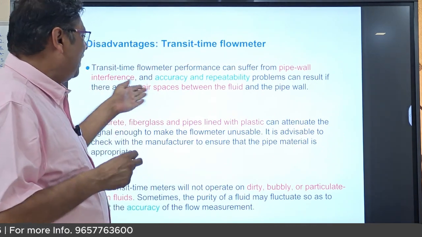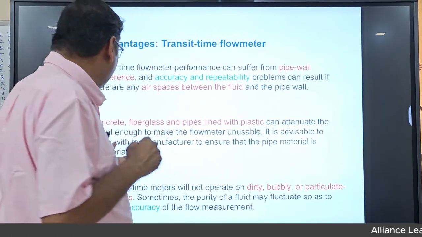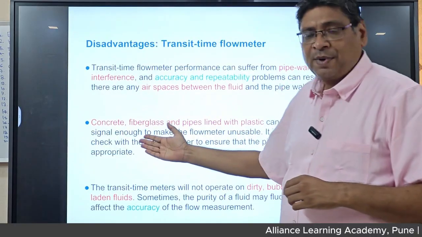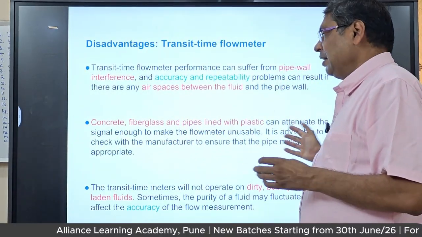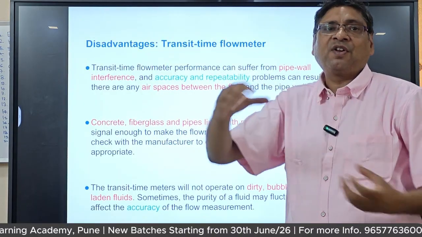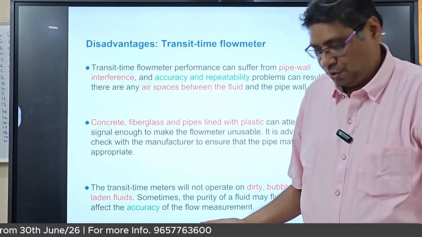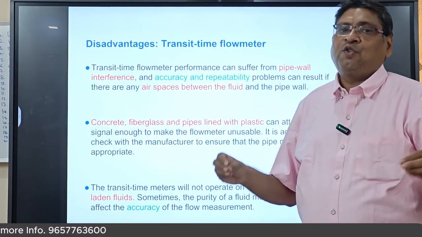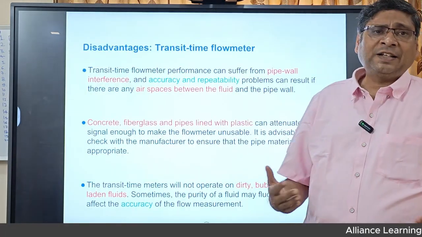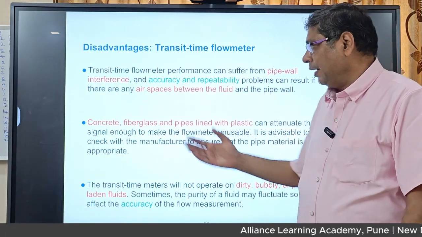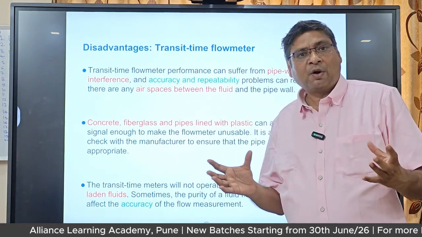Now, air space within the fluid again has a problem. Then, if it is a concrete pipe, a fiberglass pipe, or a pipeline with plastics, your ultrasonic waves will not pass and the flow will read only 0. So you have to consider this before selection of the flow meter. These transit type flow meters will not perform in concrete, fiberglass, and pipes lined with plastic, and so on.